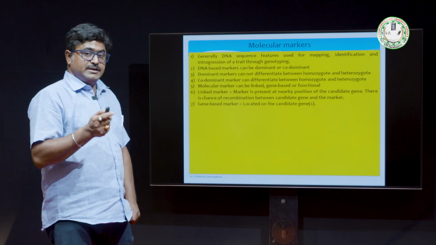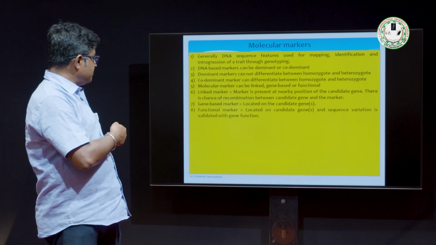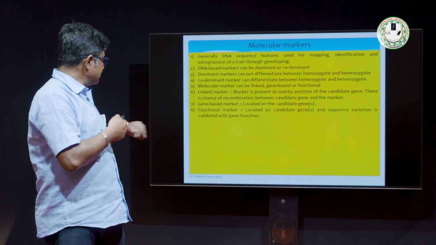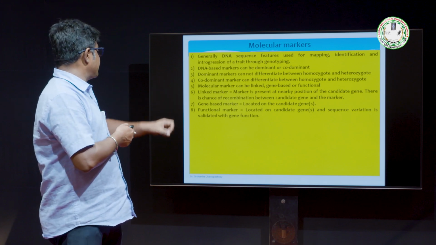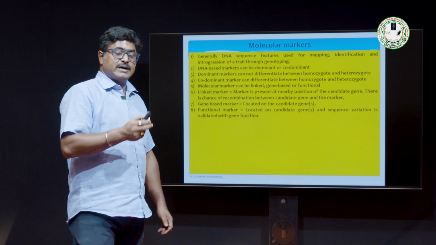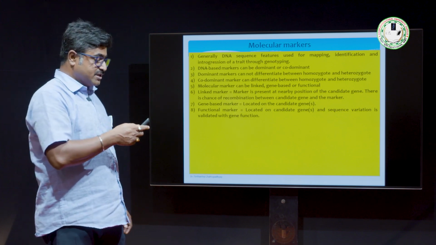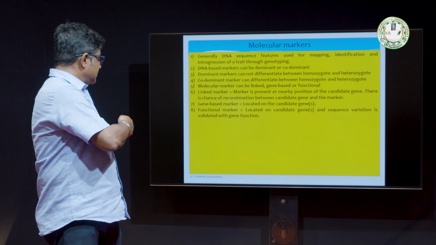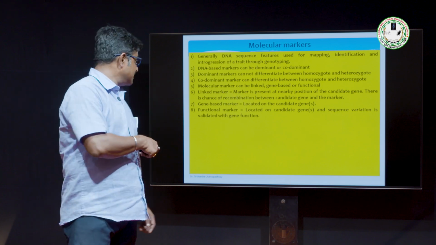Candidate gene means the gene which is directly governing the trait, right? And functional means it is obviously a gene-based marker located on the candidate gene, and the sequence variation is validated with the gene function. Means I know why the gene function is changed due to this sequence variation. So this becomes a functional marker. So this functional marker has a very high breeding value, and it's very robust in nature.